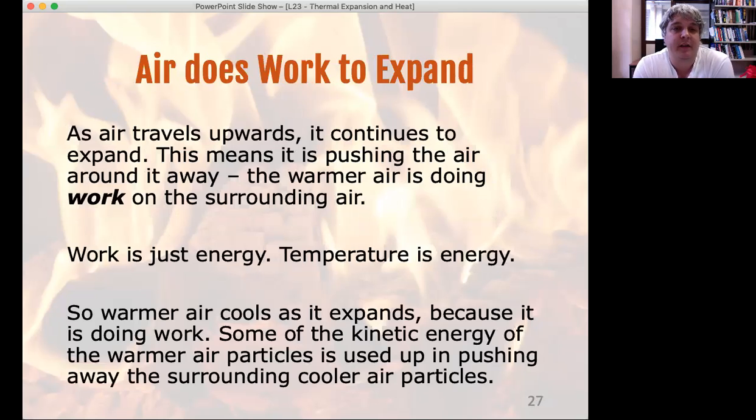This isn't something I'm expecting you to remember or memorize, but it is a useful concept to be aware of. As the air travels upwards, it does work because it pushes other air out of the way in order to expand and take up a bit more space. So the warmer air is doing work on the surrounding air, and work is just energy. Temperature is energy, therefore it's losing energy, therefore it's losing temperature. So warmer air cools as it expands because it is doing work, but even though it's lost some energy, because it's risen, it's still warmer than the surrounding air, so it will keep rising, and it'll keep doing that until it runs out of its energy and becomes thermally equilibrated with the surrounding atmosphere.